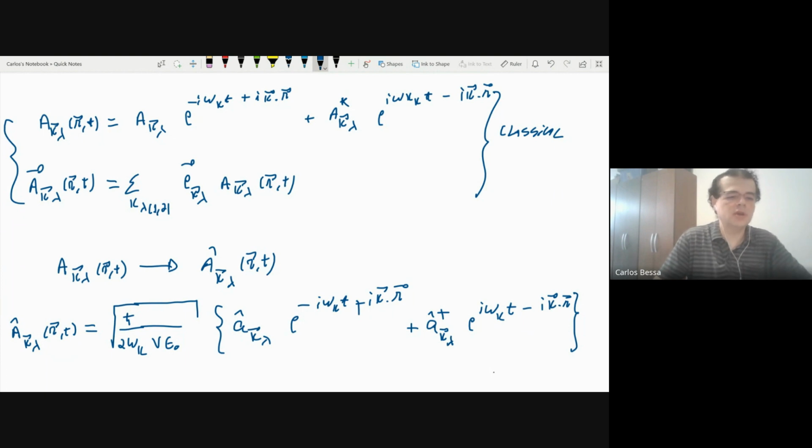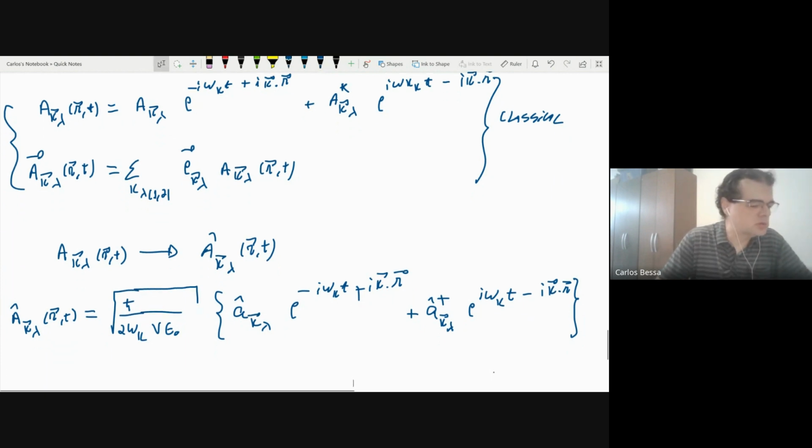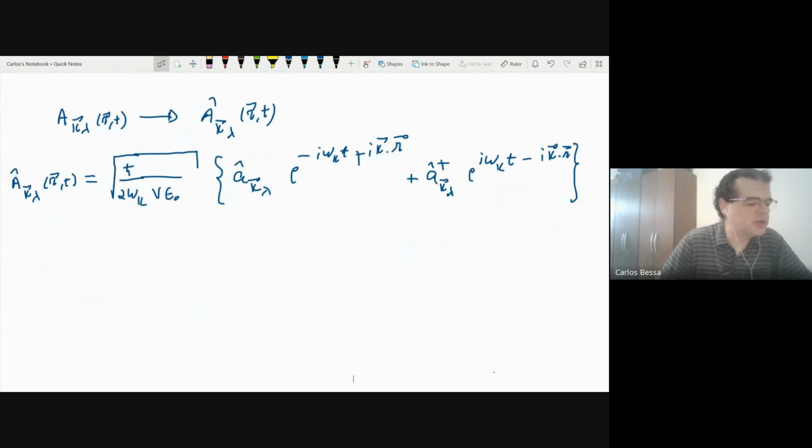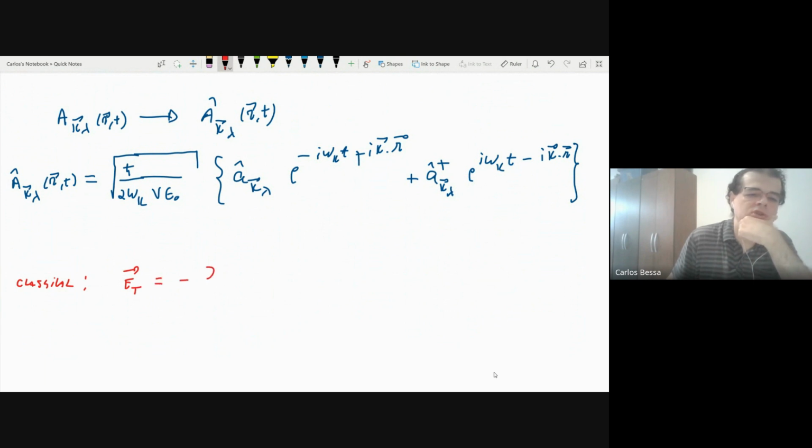Okay, and we have this expression, and we can find the transverse field in terms of the potential vector. Like in the classical case, if we want to find the electric field, the transverse electric field will be just the derivative of this vector. So here we do the same.